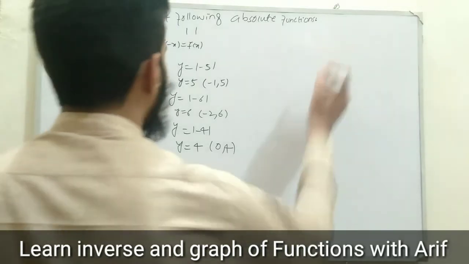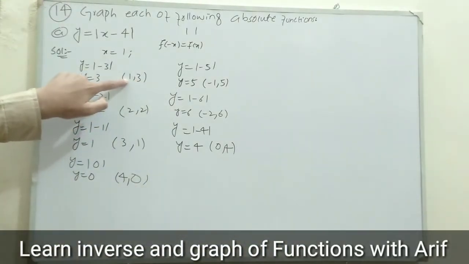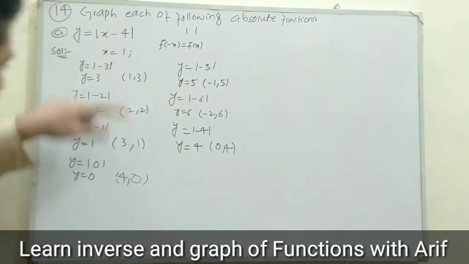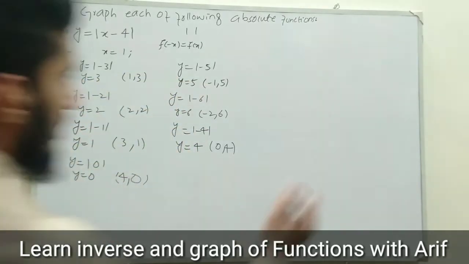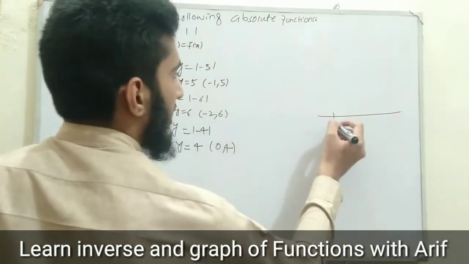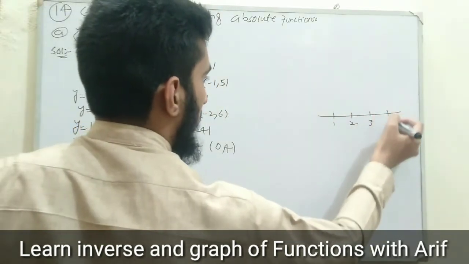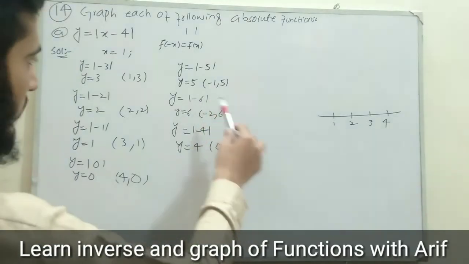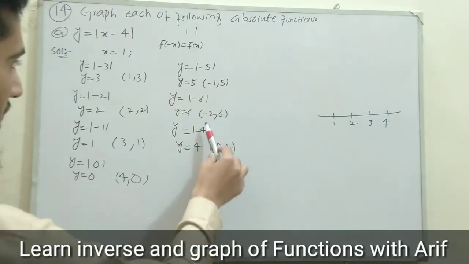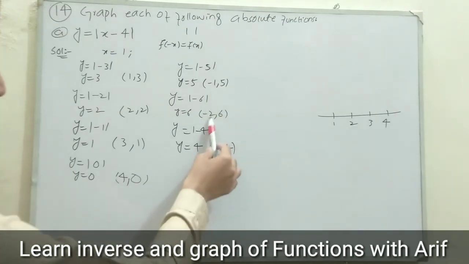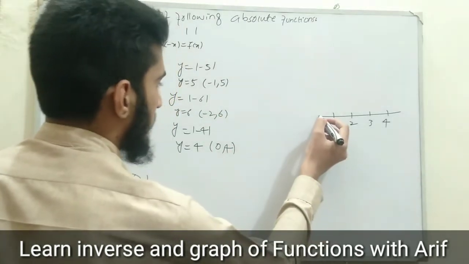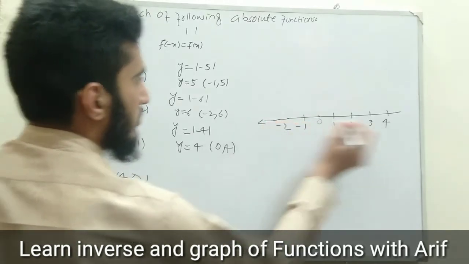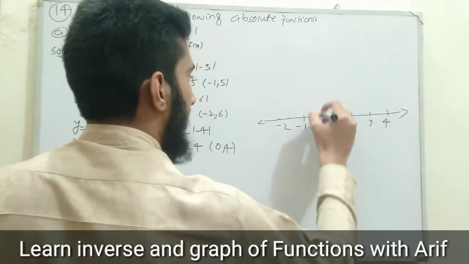So let's suppose here the greatest value of x is 4, and here is -1, -2, 0. So the greatest x value is 4. On the right hand side I will mark 1, 2, 3 and 4. On the negative x-axis, let's suppose the greatest value is -2, so this is -1 and this is -2. Let's suppose this is the origin.